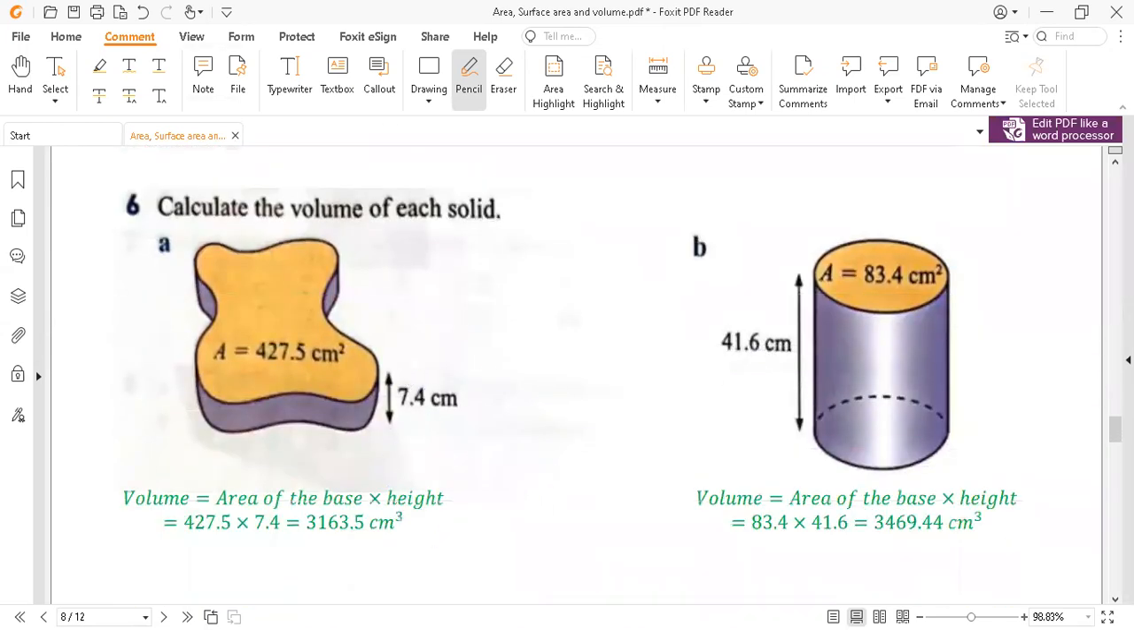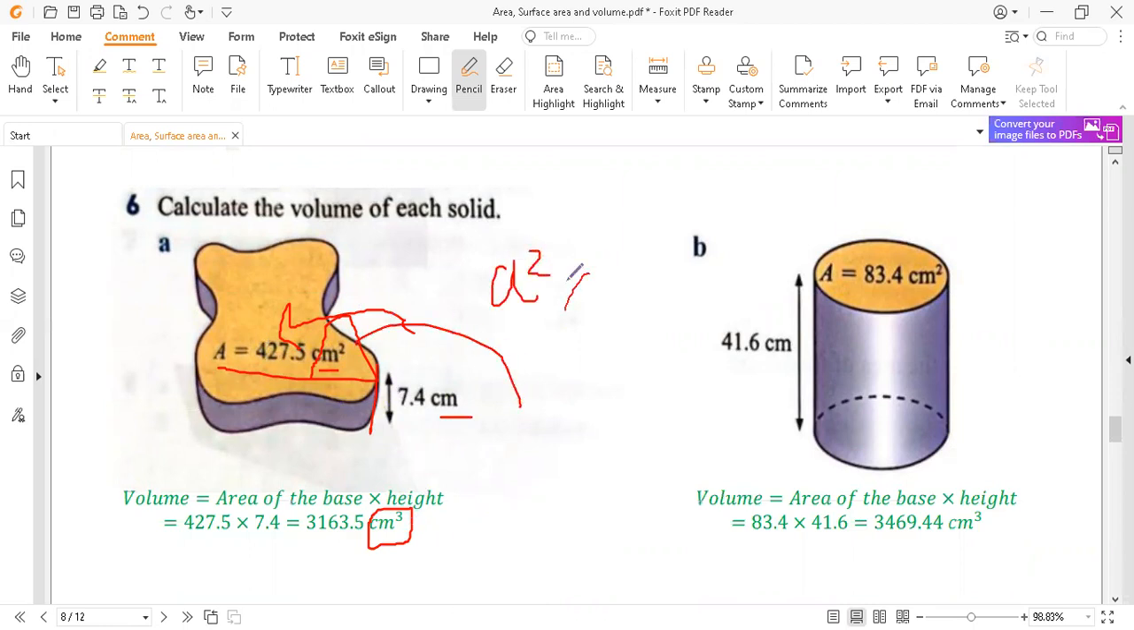How about volume? In this exercise, they give us the area of the base. The volume is the area of the base by the height. The area of the base is in centimeters squared, so the volume is in centimeters cubed, because we multiply centimeter squared by centimeter to obtain centimeter cubed. Like A squared by A to the 1: we add the exponents, 2 and 1, to obtain A cubed. So centimeter squared by centimeter gives centimeter cubed. And similarly, we have the area of the base by the height.